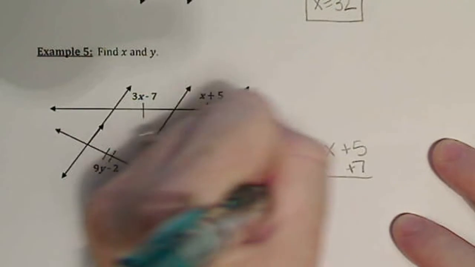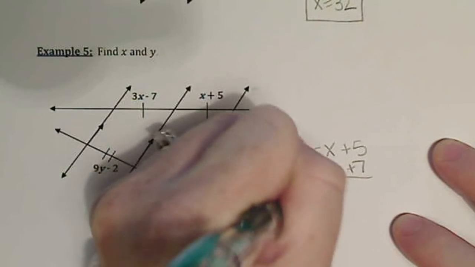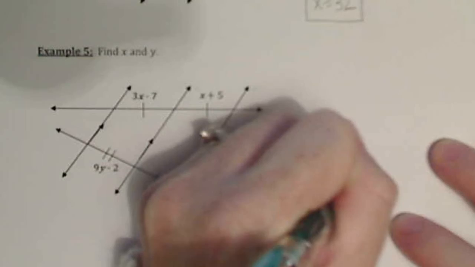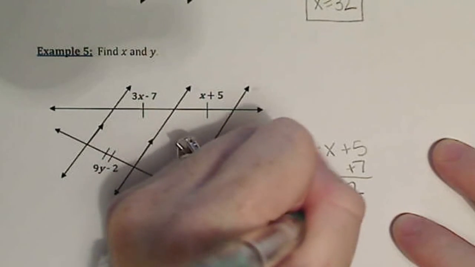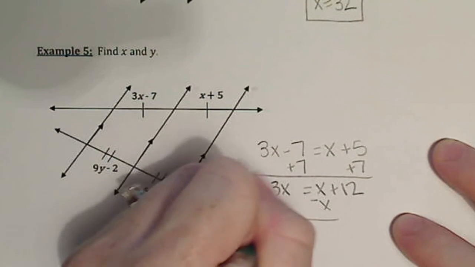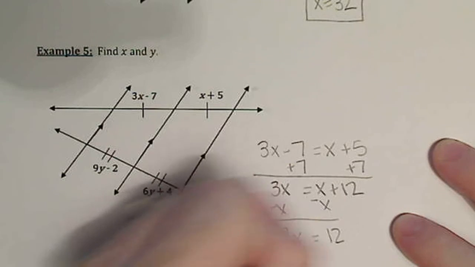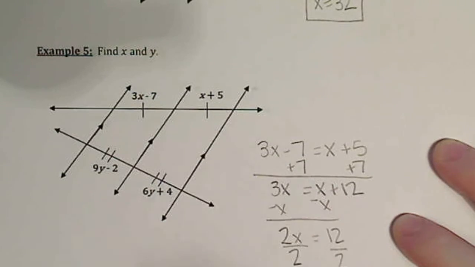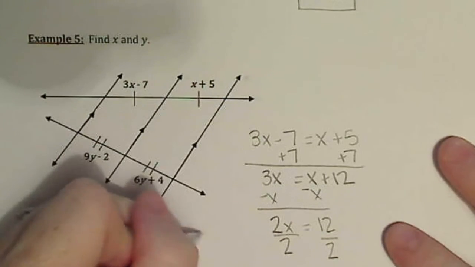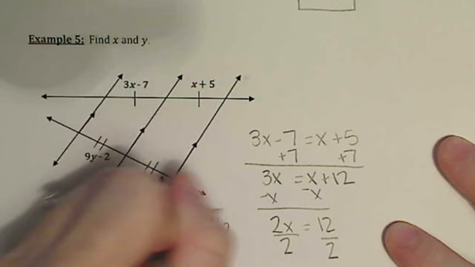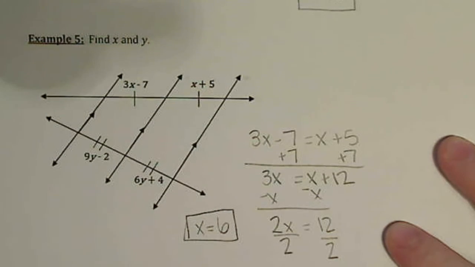Add 7. And then minus x. Divided by 2. X equals 6. There's x. Now I need to find y.